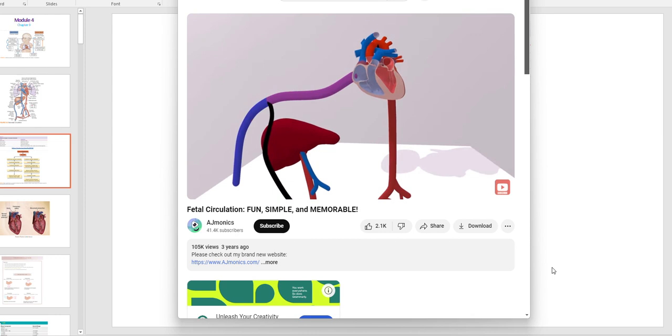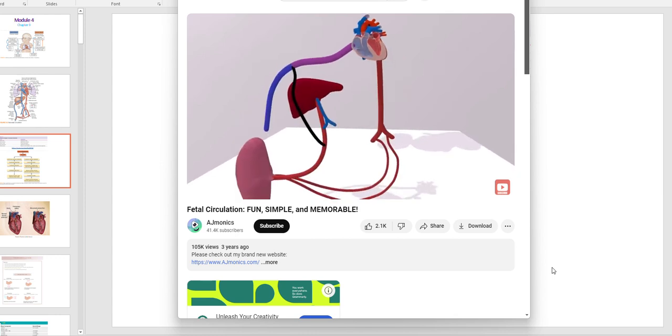We also notice that the superior vena cava also brings deoxygenated blood, completely deoxygenated blood, and thus it is blue, to the right atrium. So this is our first shunt, the ductus venosus. Let's talk about the second shunt.